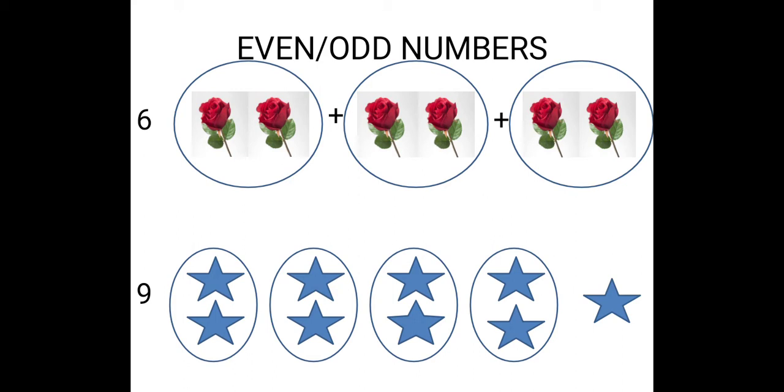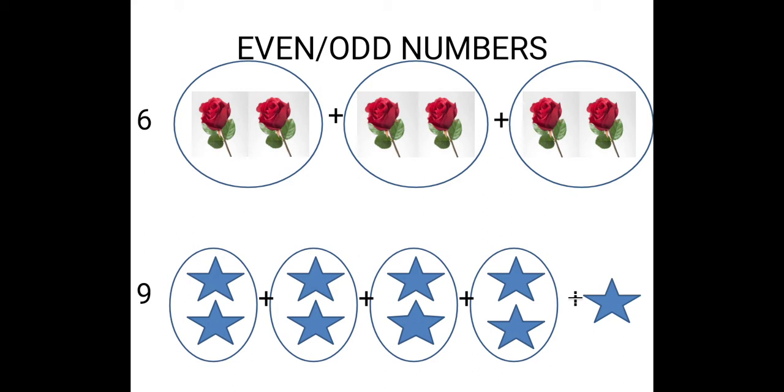So we can see in 6 there are 3 pairs, and in 9 there are 4 pairs, but in 6 there is no flower left alone, and in 9 there is one star left alone. So you have to keep in mind, if the pairing is complete, then it is an even number, and if the pairing is not complete, it is an odd number.